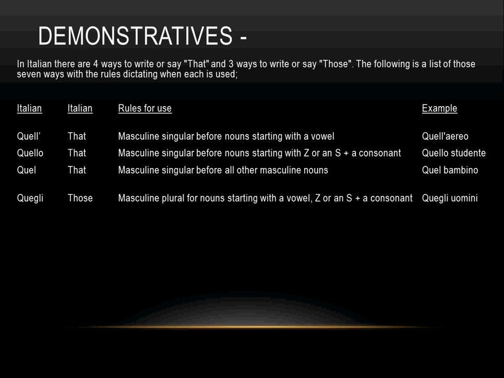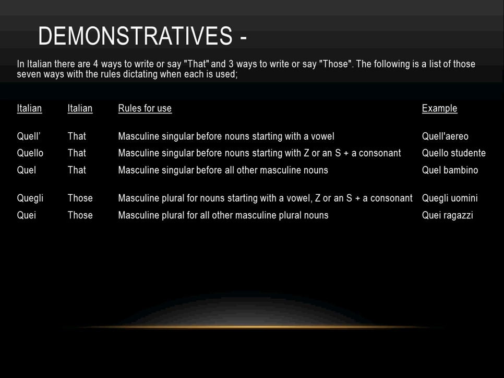Now, for the masculine plural nouns, it's a little bit different. It's more of the root plus the definite article. They don't add that extra L. So in this case, masculine plural noun starting with a Z or an S plus a consonant, it's quegli uomini. Now remember, with the definite articles, it was gli uomini. Now it's quegli uomini. And for all other plural masculine nouns that would use i, simply use quei. So quei ragazzi.